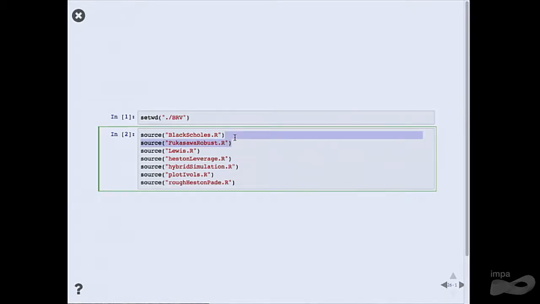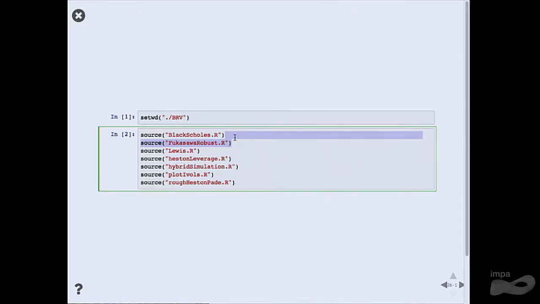Right, so now what are these packages that I'm loading? Well, you can take a look for yourself later, but as you can guess, this is just the Black-Scholes formula. It's got an implied vol calculation. This file here, named after Fukasawa, is a robust way of estimating the variance swaps from smiles. Lewis, maybe you're familiar with his book, maybe not, but he has a famous book written about 2000, and he has a beautiful formula that allows one to get the option price directly from the characteristic function. So we're going to be using that.